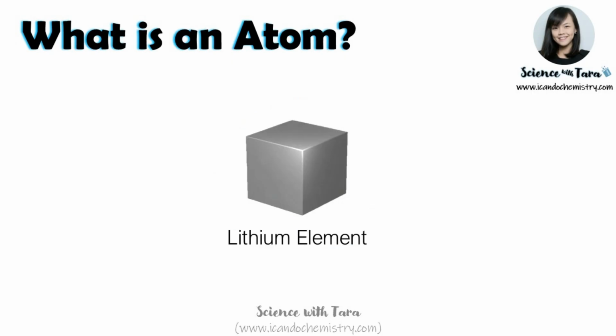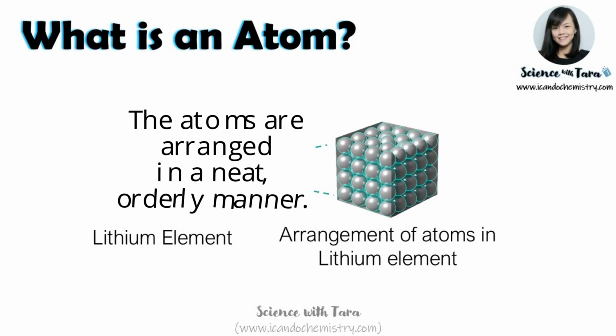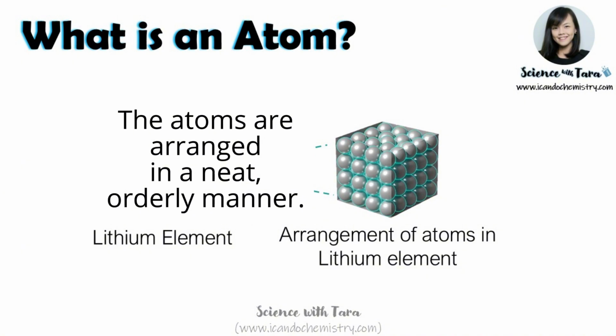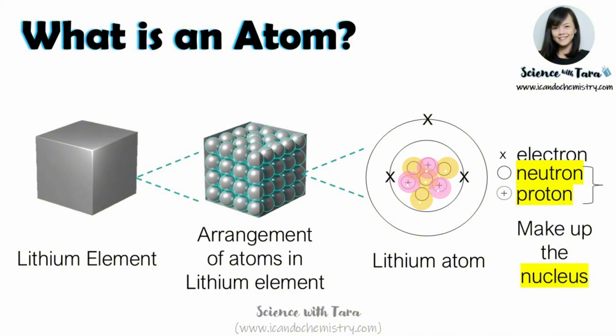Let's take lithium as an example. If we zoom into a piece of lithium metal, we will see that the atoms are arranged in a neat, orderly manner. If we zoom further into a single lithium atom, we will get a typical representation of atomic structure. A lithium atom contains 3 protons, 4 neutrons, and 3 electrons. The protons and neutrons are concentrated in the center, forming the nucleus, while the electrons move around the nucleus in electron shells.